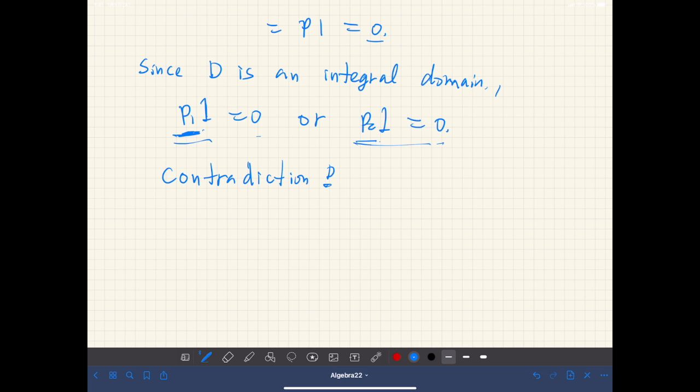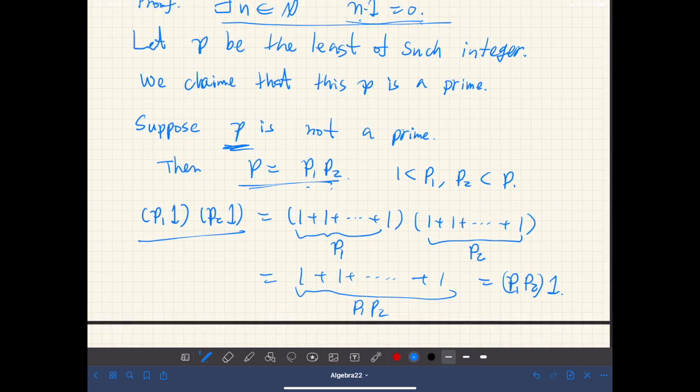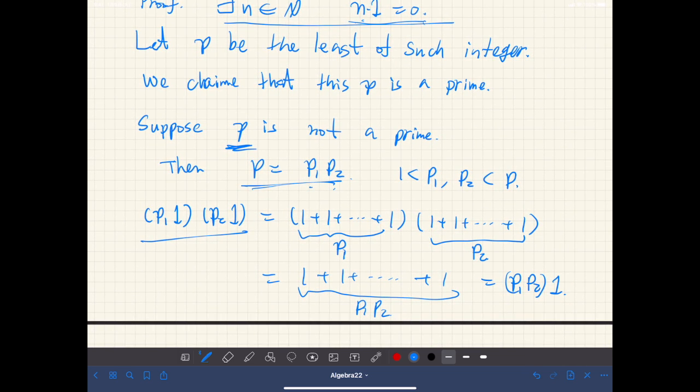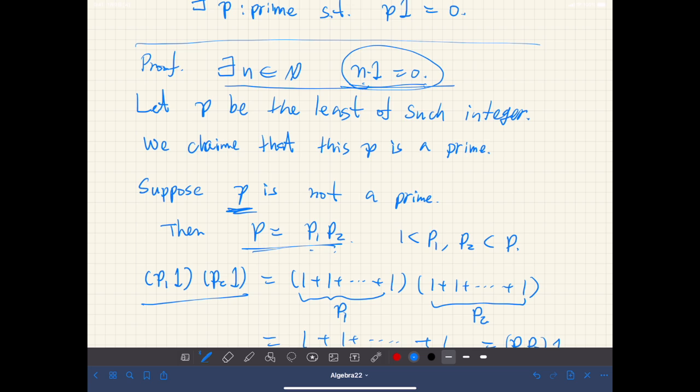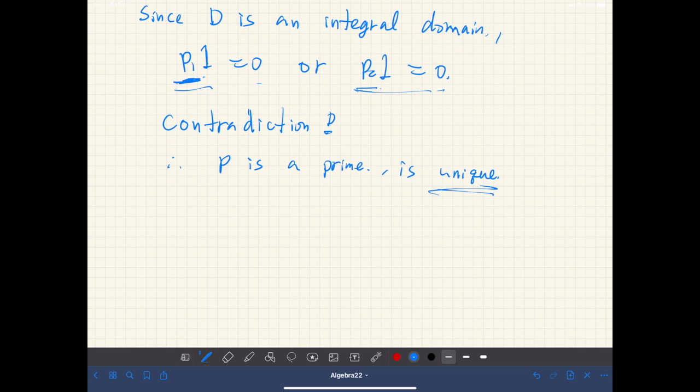Therefore, p is a prime and is unique, because that's the least such integer that p times 1 is equal to 0. So p is the least such integer. This holds. Therefore, it's unique. And we are done.